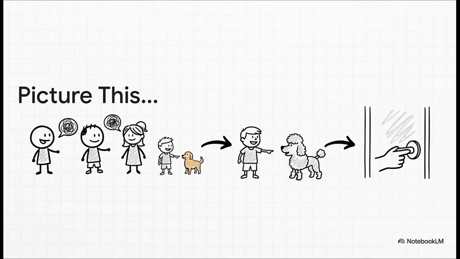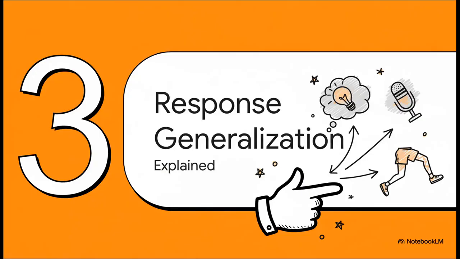Or how about this? A kid learns to point to their family's golden retriever and say dog. Then they see a little poodle on a walk and say dog. They see a beagle in a book and say dog. The response, dog, is always the same. The stimulus, the specific dog, is what's changing. It's that same pattern every time. Okay, perfect. We have stimulus generalization locked in.